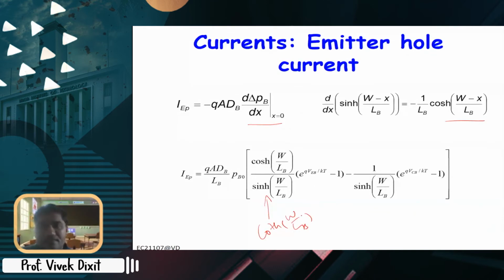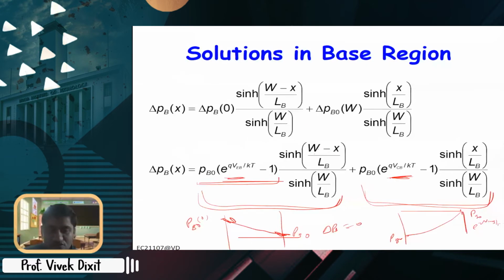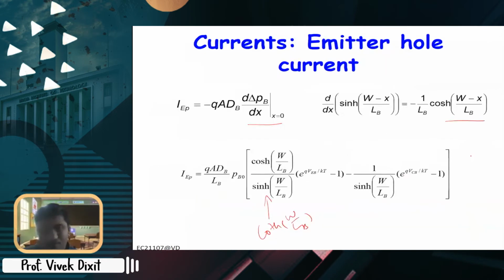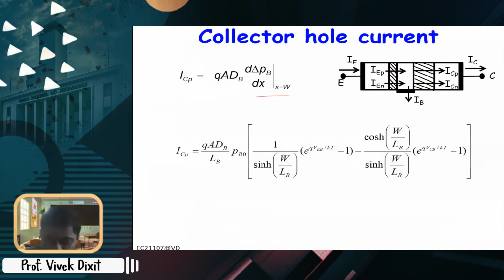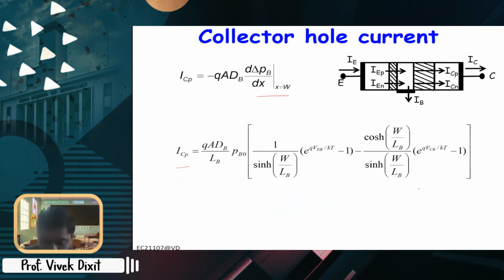Similarly, you can get ICP from here, the derivative at x equal to W. So ICP will be the derivative of sinh, which is cosh. So cosh at x equal to W will be 0, so cosh 0 will be 1, and sinh, cosh. So this will be cosh W by L. Right? Now, if you relate these two terms here, ICP and IEP, you see you have coth here, and you have coth here.